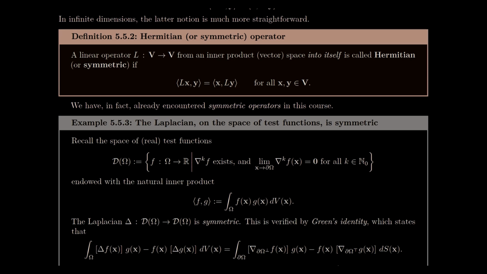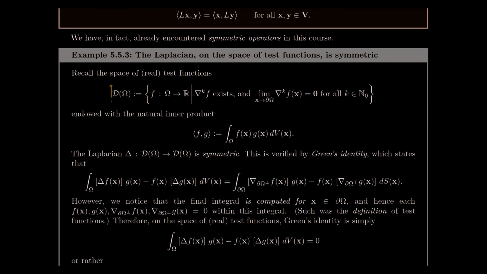So we ask ourselves the question, what is the natural inner product on the space of test functions? And it's not too hard. Kind of all inner products of functions look the same. So they're going to look like the integral over omega, the domain of the functions. So we're going to integrate over the domain. We're just going to multiply the two functions together.